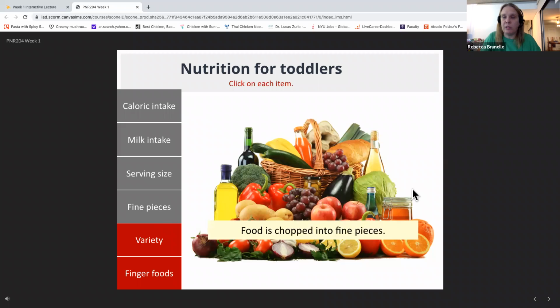And you want it chopped into fine pieces, but you don't want it to be a choking hazard. And offer a variety of foods. If they don't like it, that's fine. You can offer it again at a later date, but give them a variety of food options. And they tend to really like finger foods. We're talking about toddlers here.